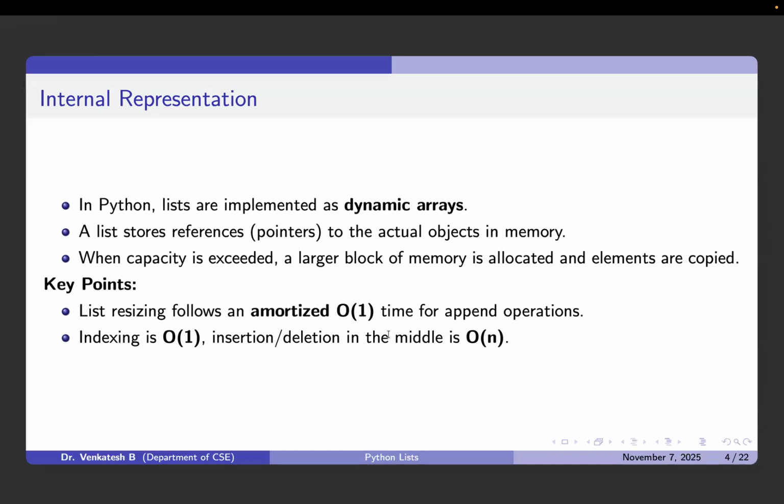The time complexity is order of one for the append operation. Append operation adds the element at the end, so it takes only order of one. Access at an index is also order of one, because we go directly to it. Insertion or deletion in the middle is order of n. N means how many elements we need to move. That is the reason it will take order of n.